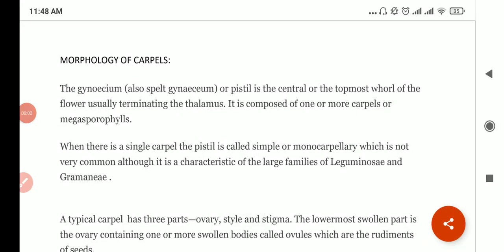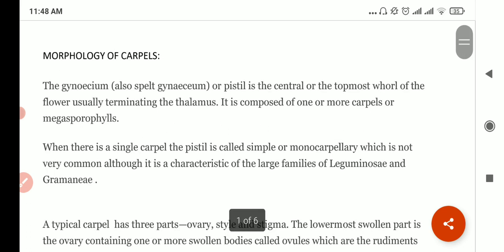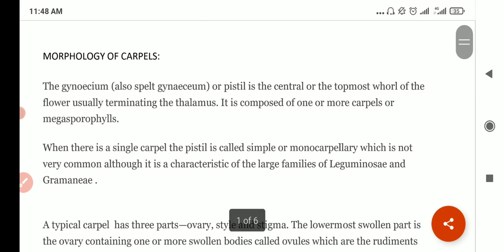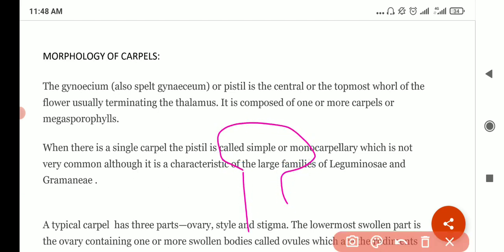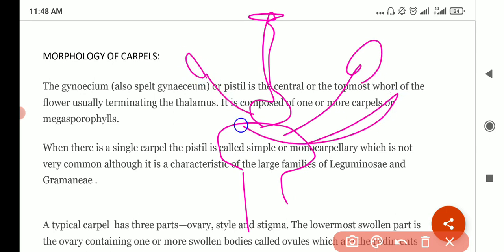So today we'll do about the types of carpel. Okay. So the carpel is also known as the gynoecium or the pistil, and it is the central or the topmost part of the whorl of a flower, and it terminates the thalamus. Okay, thalamus is the base, right? Remember this base on which the gynoecium, then your androecium, then your sepals and petals sit on. Okay, it's that disc.